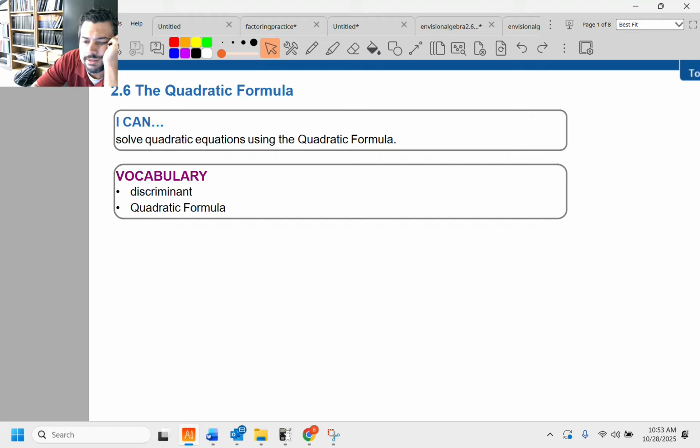So I just realized these notes had no audio. So guess who gets to redo them? This guy. This is 2.6, the quadratic formula. To make this quick, I was trying to get 2 or 3 days ahead.